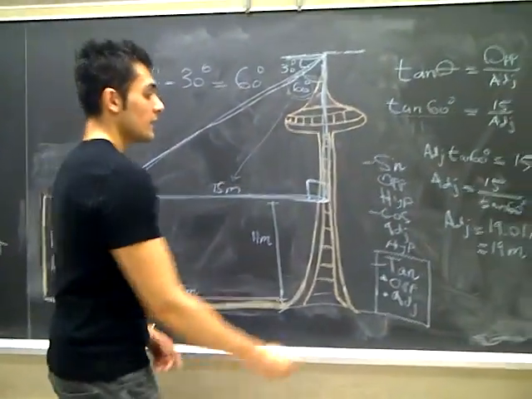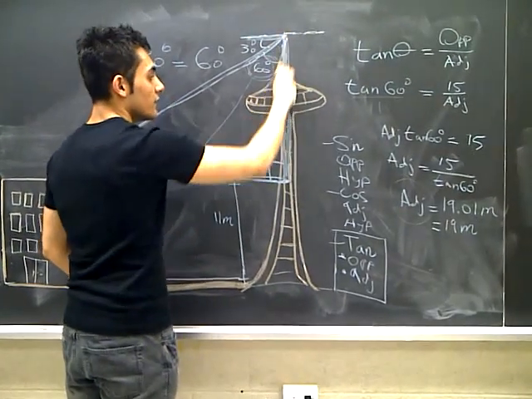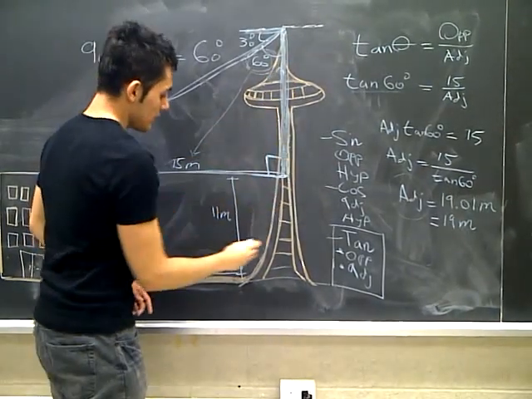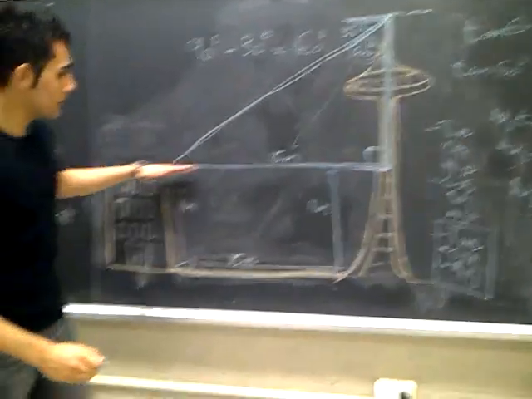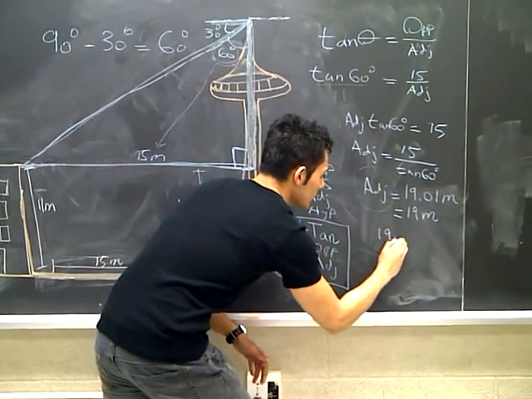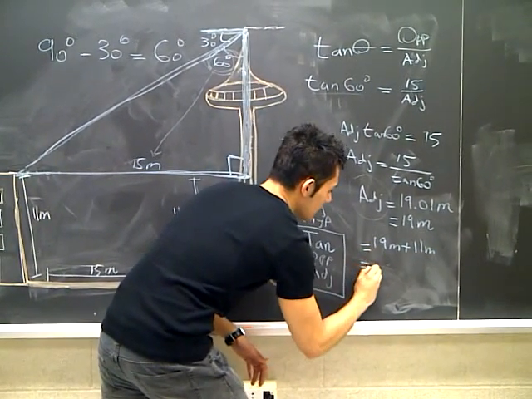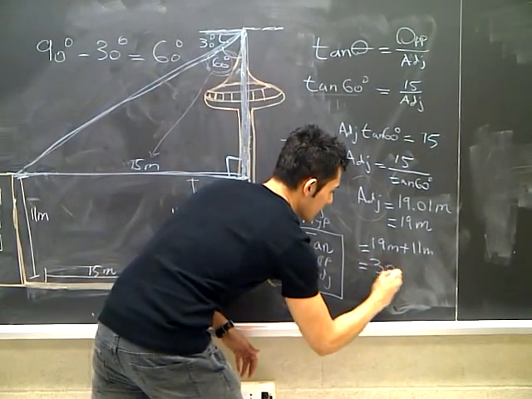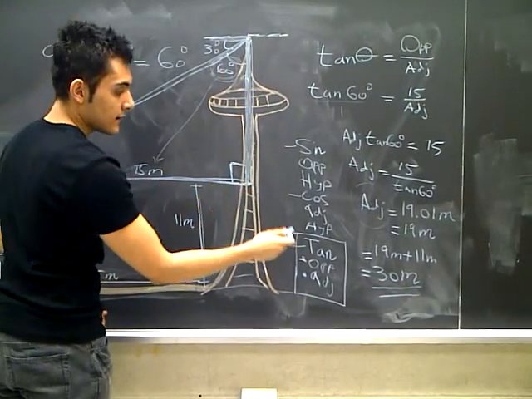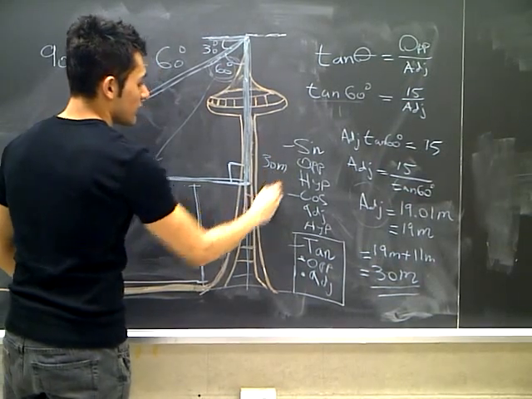Now, this value that you just found is only for the upper portion of this tower. So what you have to do is add this, which is adjacent, to the 11 meters, which is the height of the building, up to there. So 19 meters plus 11 meters is equal to 30 meters. So now you know that the total height of this tower is 30 meters.